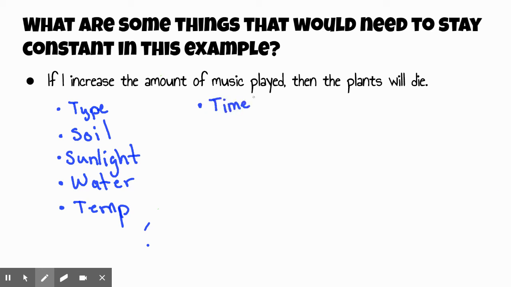All of these things are constants that need to be there, and these are just a few of the ones that really should be constant in an experiment. They're just some examples of things that need to stay constant in this example to really figure out, is playing music having any effect on plants? We want to know how much they're going to grow. And in this one, they say they die, which means 0 for growth, right? That's not good.